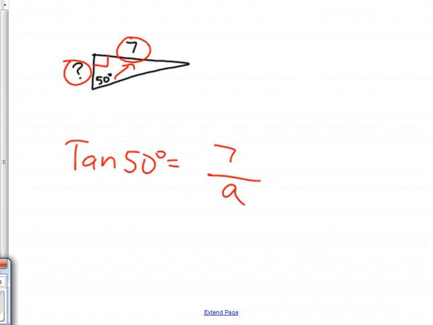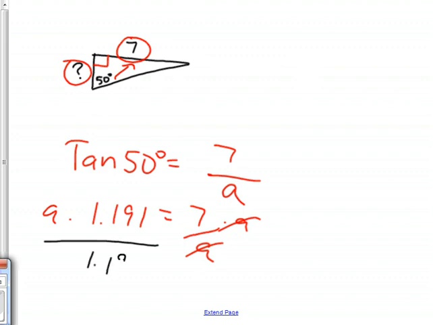Okay, so now, if I only do tangent of 50, this would become a super simple little equation. So use your calculator, find tangent of 50. What did you get for that? 1.191 equals 7 over A. And then, first step in solving that, Mr. T. All right. A's cancel. And now, next step in solving that. Divide by 1.191. Whatever 7 divided by 1.191 is your answer.